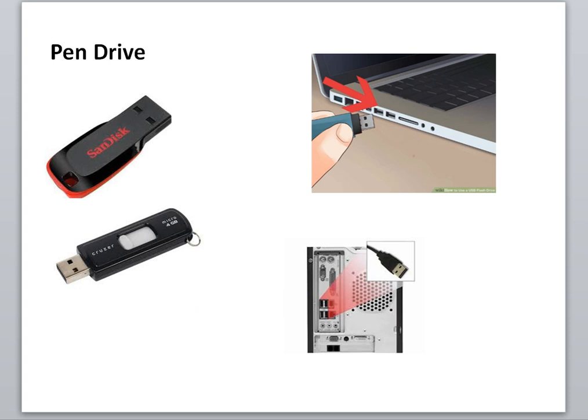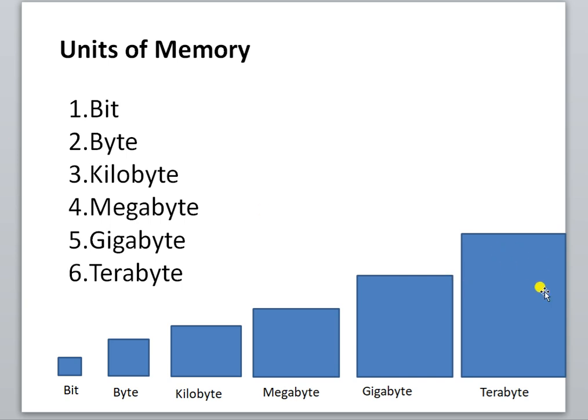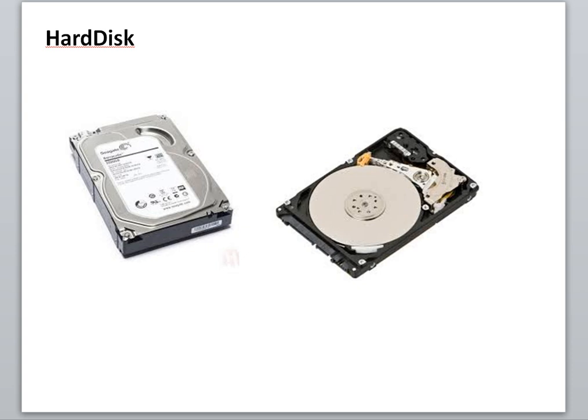Now next one, which is a very important storage device, that is hard disk. It is the main storage device of the computer. It is fixed inside the CPU. Nowadays, hard disk can store terabytes of data, which is a very large storage capacity. See, terabyte, which is large. That hard disk capacity is in terabytes, which will store a huge amount of data in your hard disk.